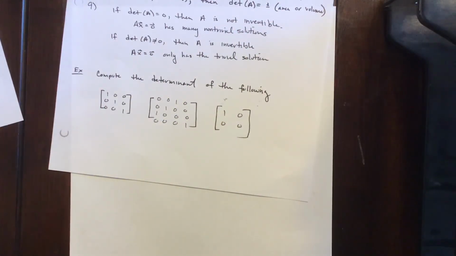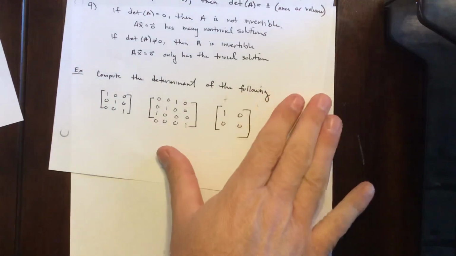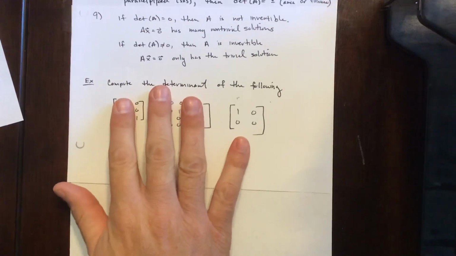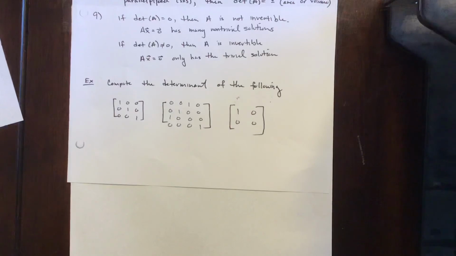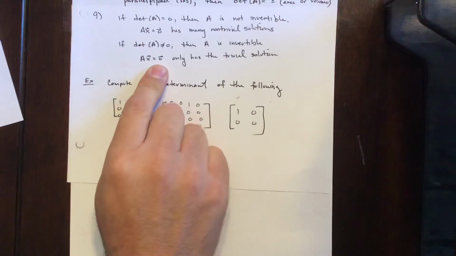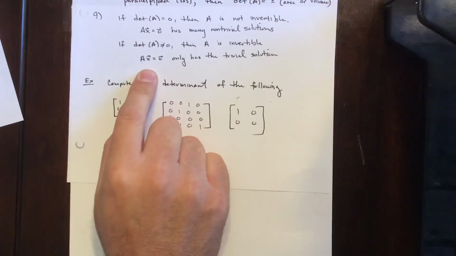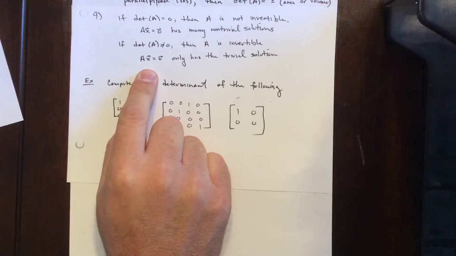If the determinant of A is 0, then A is a not invertible matrix, which means AX equals 0 has many nontrivial solutions. If the determinant of A is not 0, then A is invertible, and AX equals 0 has only the one trivial solution. Well, what trivial solution are we talking about? The only way to output a 0 resultant vector is to input a 0 vector.